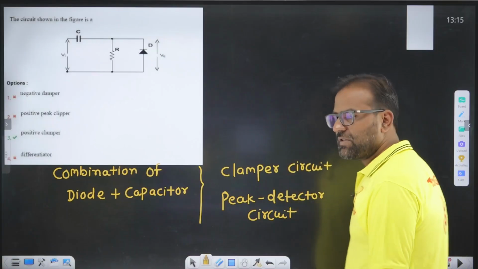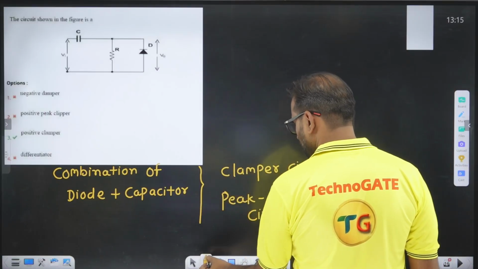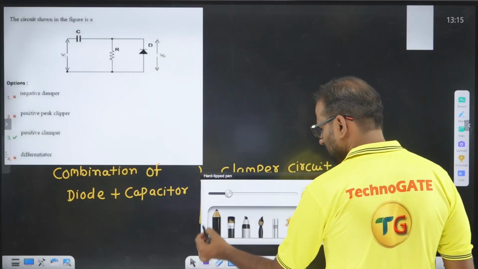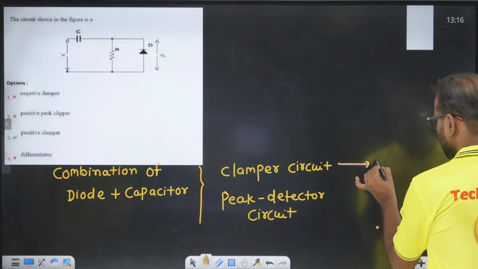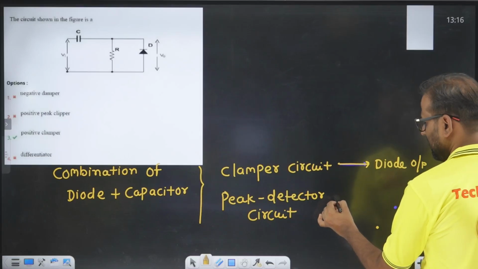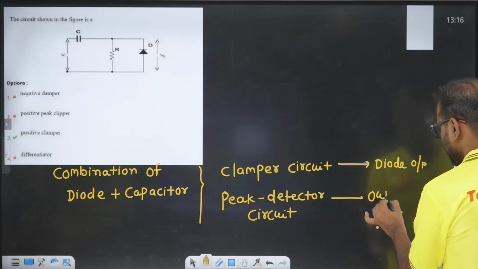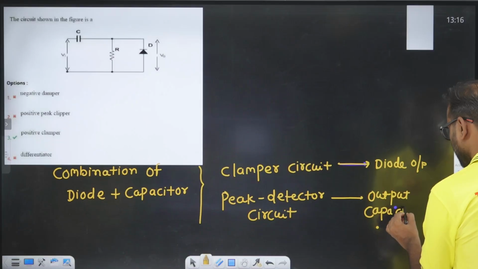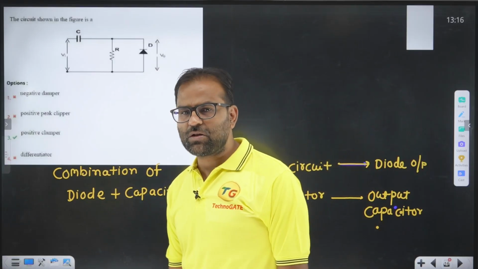So you have two types of circuit: peak detector circuit and clamper circuit. Always remember, if the output is taken across the diode, you call this circuit a clamper circuit, and when you take the output across a capacitor, it is known as a peak detector circuit. Always remember this point.